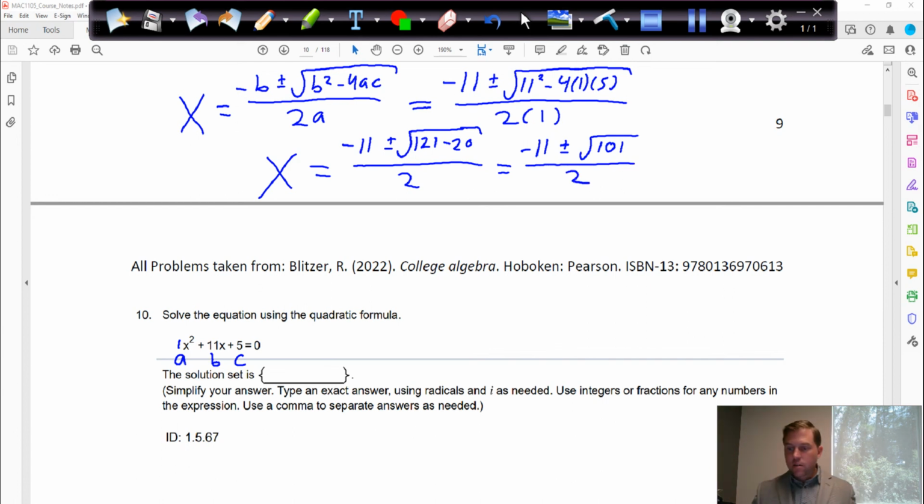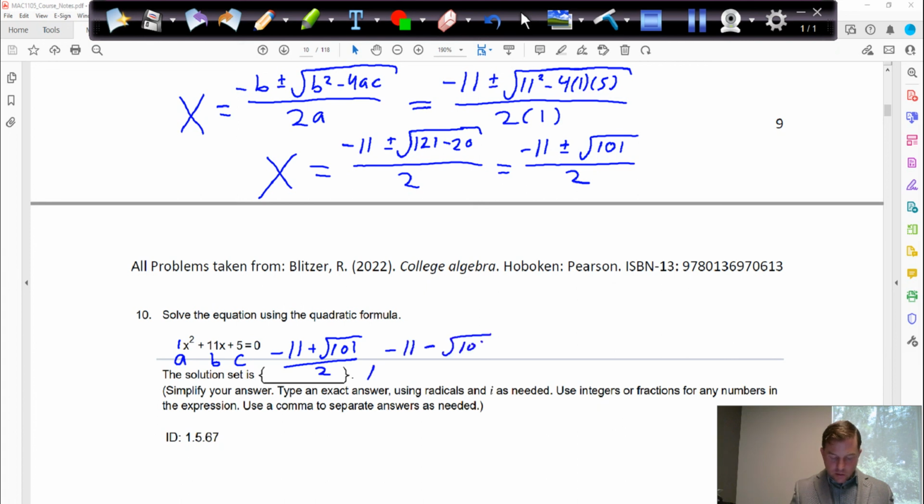Now that's painfully close to a perfect square. A perfect square would be 100, which the square root of is 10, but we've got that pesky 1 there, so unfortunately that's not going to simplify at all. So 101 has no perfect squares hidden inside of it, so the answer is just, and it's kind of a lot of typing, but you'll have to use the tool palette at the bottom of the homework. You'll type in minus 11 plus the square root of 101 over 2, comma, minus 11 minus the square root of 101 all over 2. So those would be your two answers.